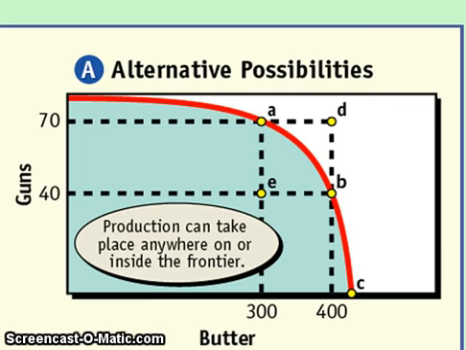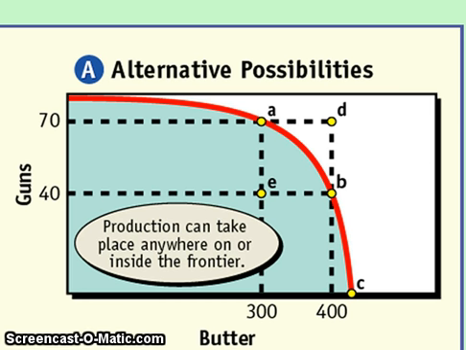So you have alternative possibilities where production can take place anywhere on or inside the frontier. So you have the red graph, or the red line, that represents the production possibilities frontier. Guns represent capital goods, and economists always graph the capital goods on the y-axis and the consumer goods on the x-axis. So point A is just a production possibility. Anywhere that's on the curve is considered to be an efficient point.